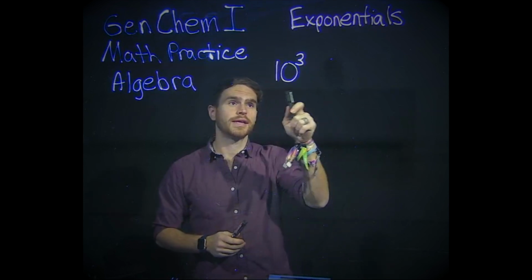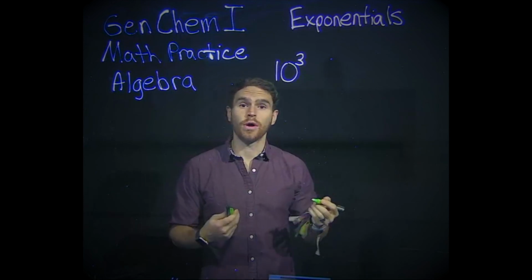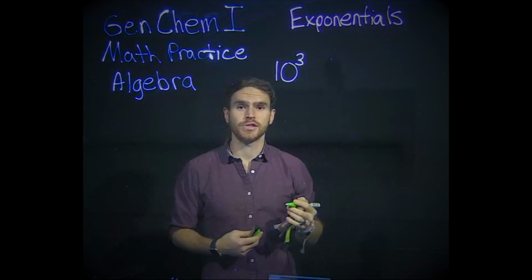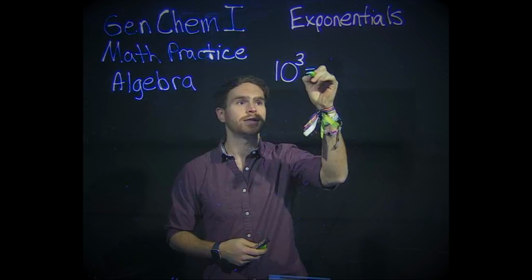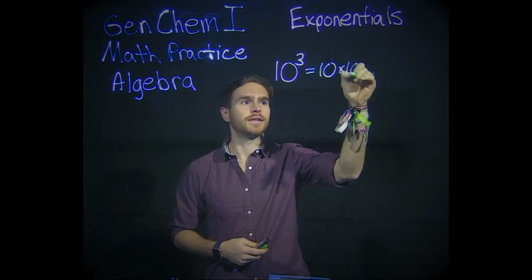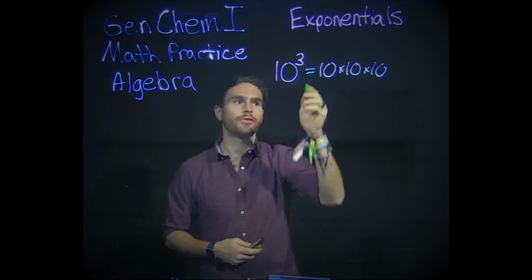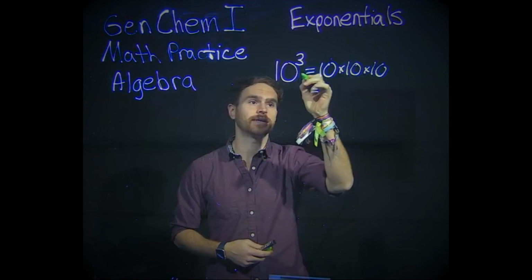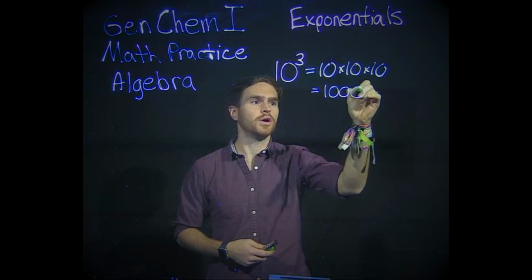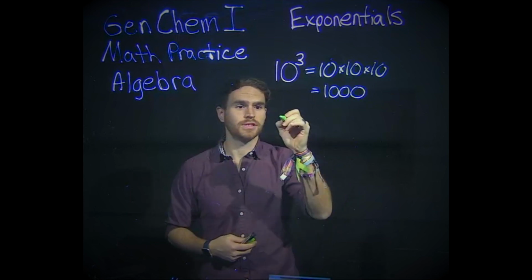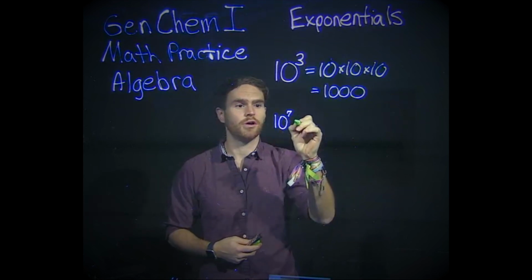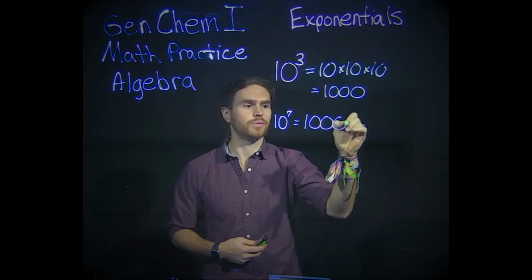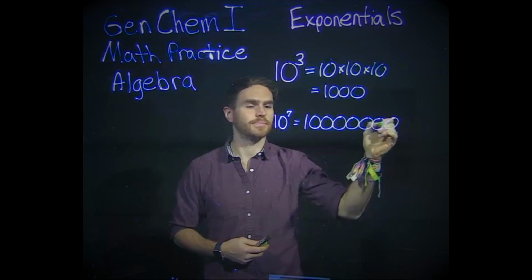For example, 10 to the third is the same thing as saying 1,000, because the number in the superscript tells you how many zeros. 10 to the third is the same thing as 10 times 10 times 10, and this is where the third comes from. When you perform this calculation, you see that it is 1,000. Another example would be 10 to the 7th, which can also be written as 1 with 7 zeros following it. 1, 2, 3, 4, 5, 6, 7.